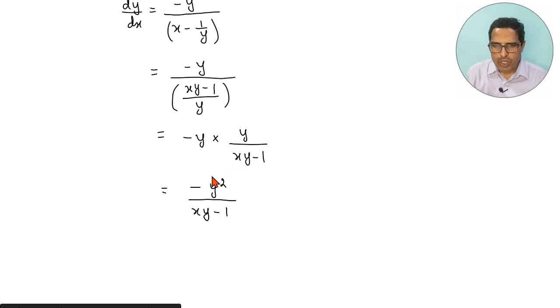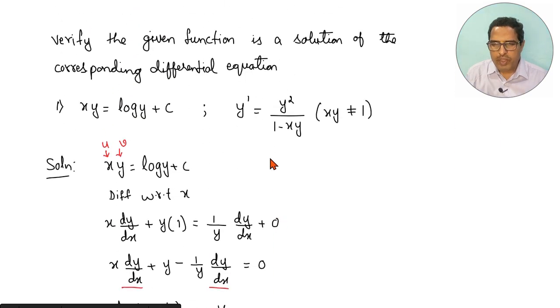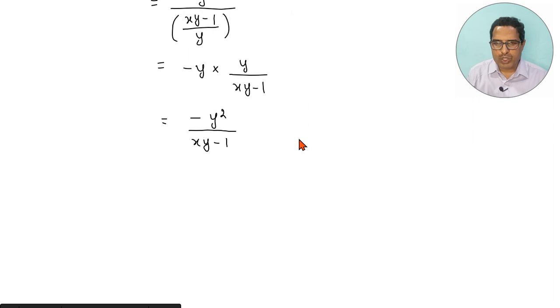If you compare this with the given differential equation, it is y square in the numerator, and in the denominator it is in the form of 1 minus xy. But here you have xy minus 1. So it is better we express this as 1 minus xy. For that, I'll take the negative sign outside and write this value as 1, and because this is a positive value, the negative is already taken, so minus of minus will become plus there. So 1 minus xy.